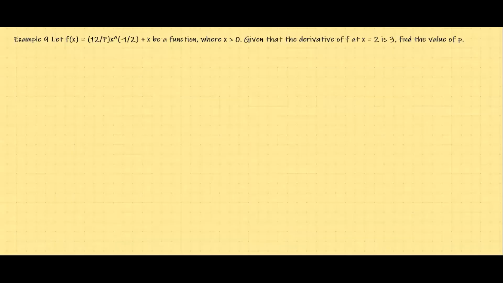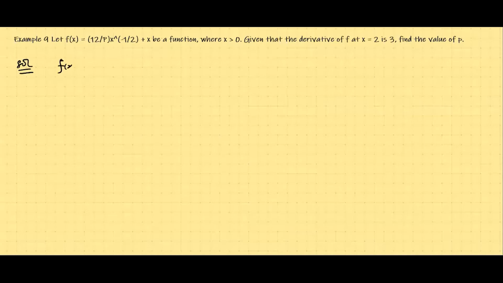So example 9 is a little bit different in flavor. We're given a function and we're told that when you differentiate the function and evaluate it at x equals 2, the value of the derivative is actually 3. And then we have to find out p, where p is an unknown in the function that we've been given already. So let's solve this.